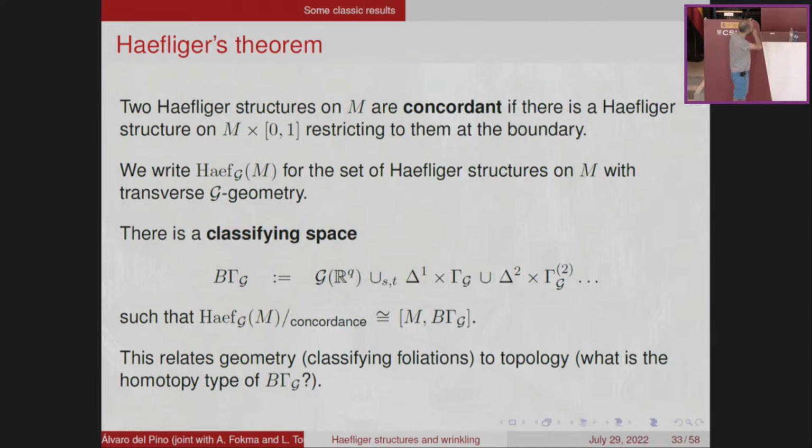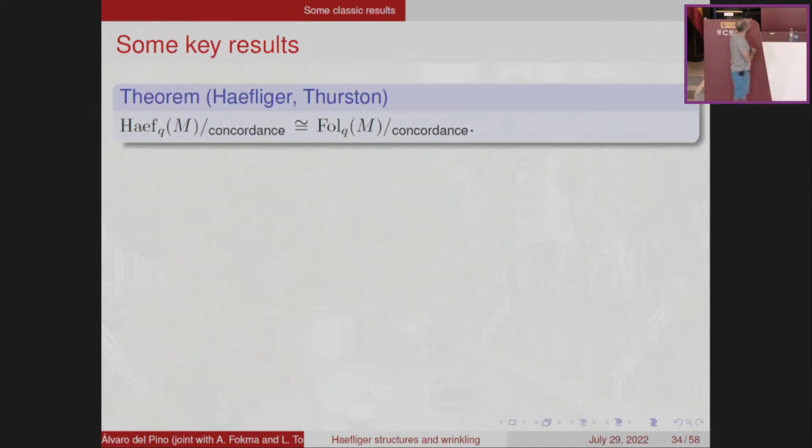But the question at this point is that you may say, well, we came up with this new, more general notion. We proved that this is very homotopy theoretical, but why is this good? And here's the result. This is in Haefliger's original papers. Haefliger did it for a manifold M that is open, and Thurston did it for a manifold that is closed. What they proved is that the space of Haefliger structures up to concordance is the same as the space of foliations up to concordance. There's no geometry here. This is just foliations and Haefliger structures naked.